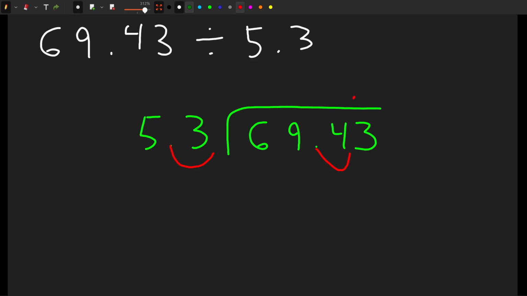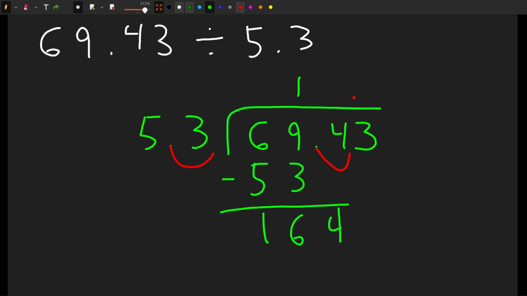Okay, now we can say, how many times does 53 go into 6? It doesn't. How many times does 53 go into 69? It goes in once. I'm going to get 53. I'm going to subtract. I'm going to get 16. Bring down a 4. 53 times 2 is 106.